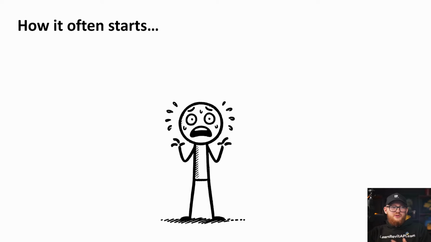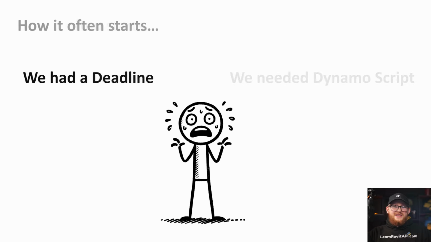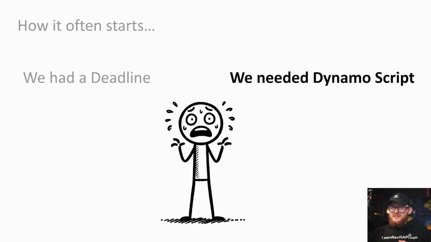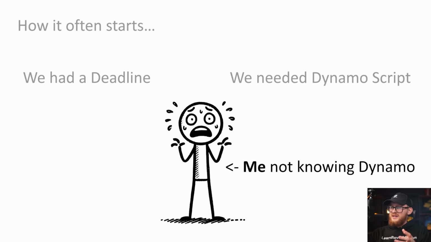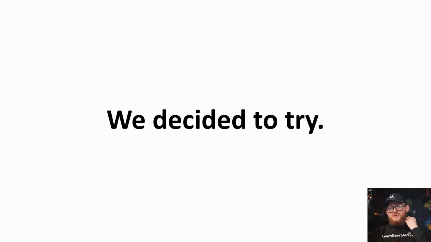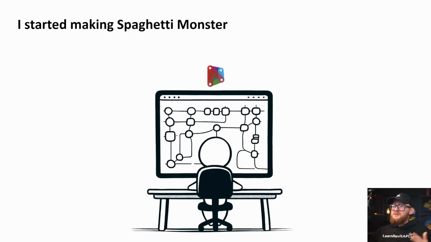And listen, this is how it often starts, right? We have a deadline and we need a Dynamo script or Revit API script because there is no way we could do this kind of design manually. And this was me not knowing Dynamo. I was completely terrified, but I knew a little bit more than everyone else, so I got very lucky that I was given this task. So we decided to try anyway, and I started making the spaghetti monster.